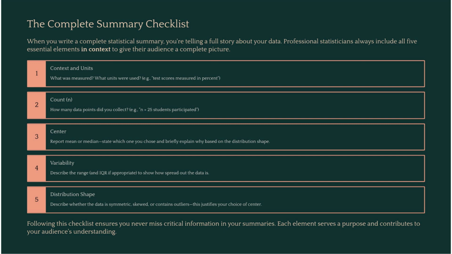To create a complete grade 6 statistical summary, use this checklist. State the context and units. State the count, n. Choose and state the best measure of center, mean or median, and explain the choice based on the shape. Finally, state the measure of variability, range. Your summary must connect all these points in simple descriptive language.